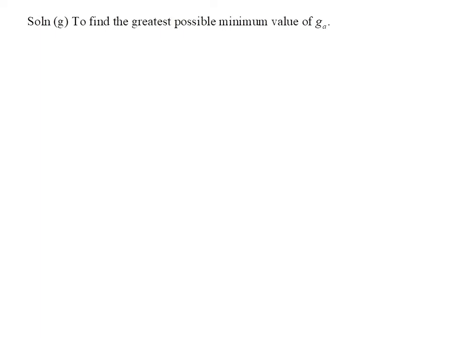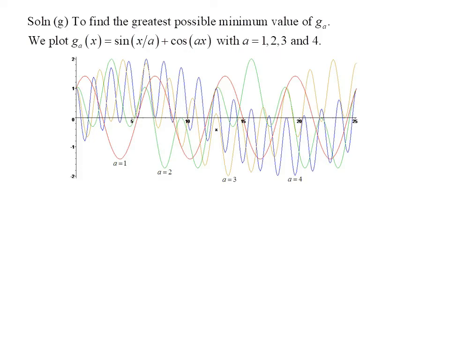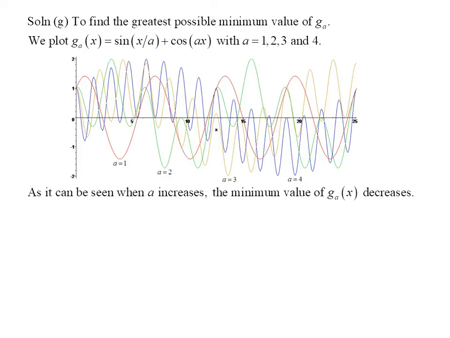Part G of this question is to find the greatest possible minimum value of g sub a of x. To find its greatest possible minimum value, we need to plot the function g sub a of x, which equals sine x over a plus cos ax, where a is a parameter. We vary the parameter a from 1 to 4 and plot these graphs as shown on the screen to make an overall comparison. As can be seen, when a increases, the minimum value of g sub a of x decreases.